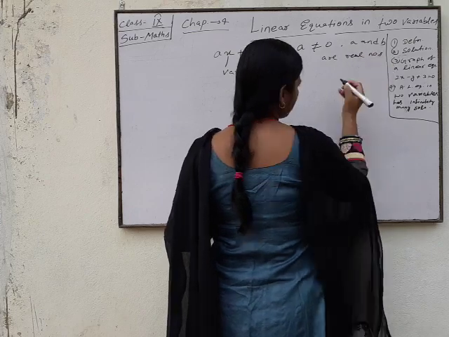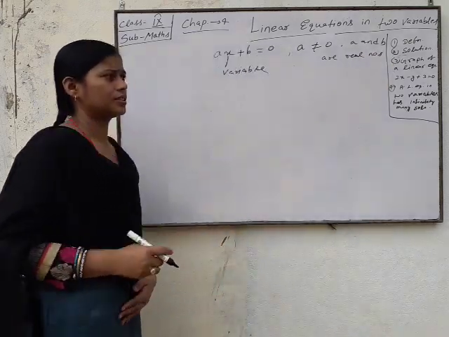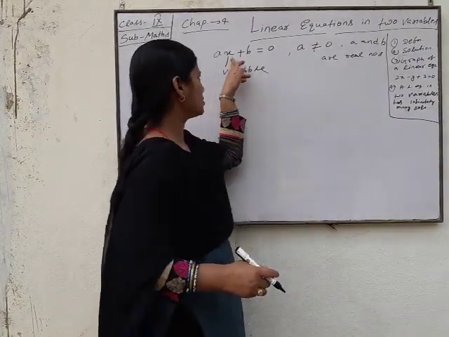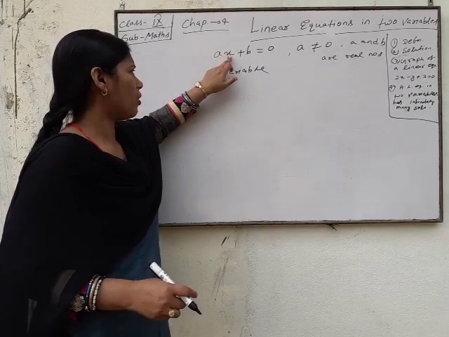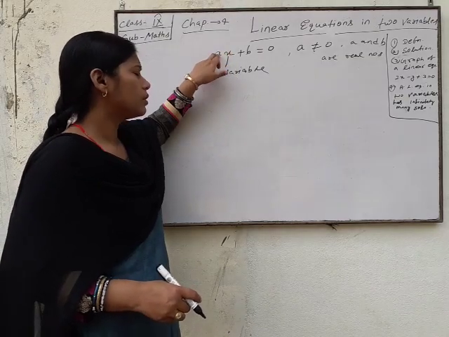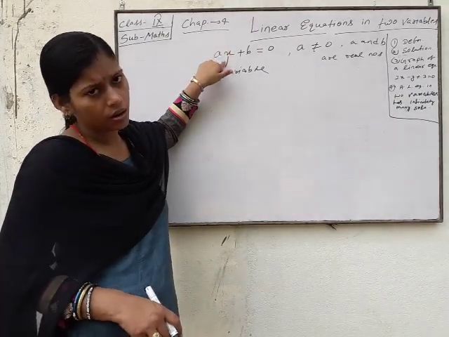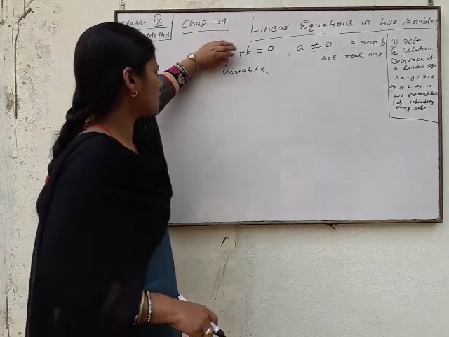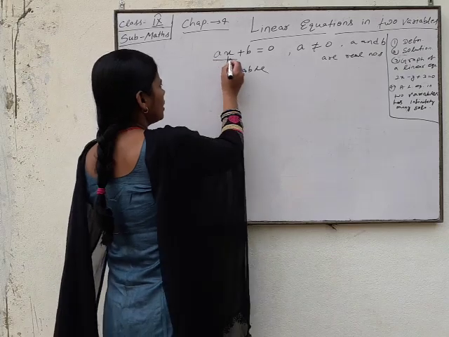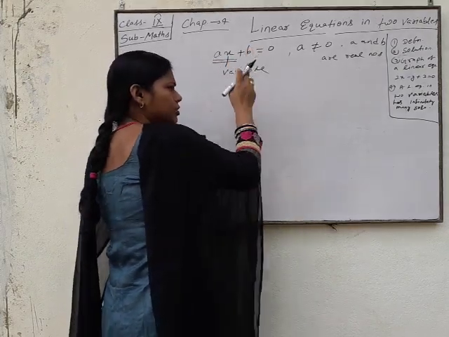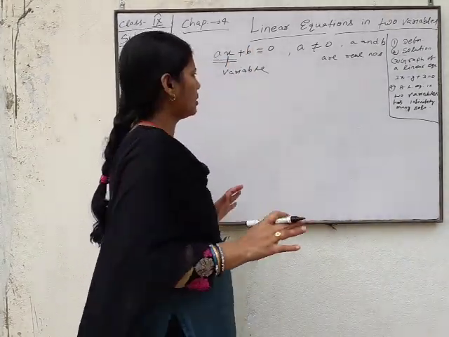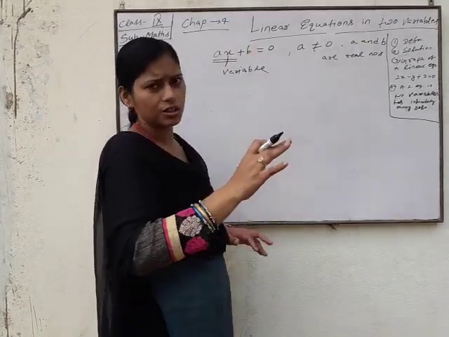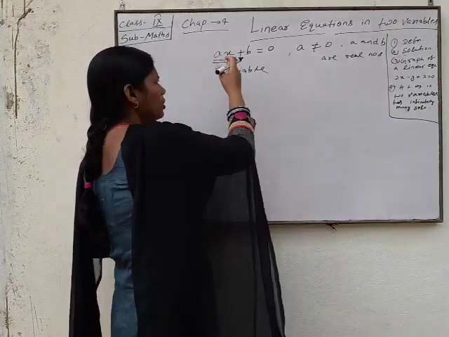And your condition is a not equal to 0. A means the coefficient of x, so this is not equal to 0. Why? If a is equal to 0, the whole term is 0 and only b is left, which is the constant term. And this is not a linear equation in one variable because here there is no variable.